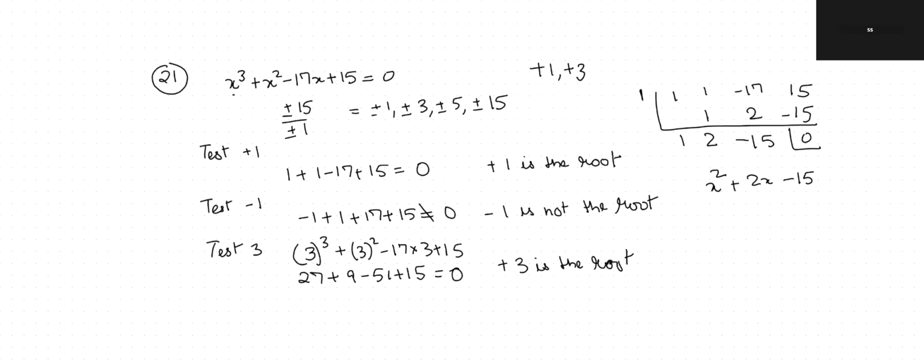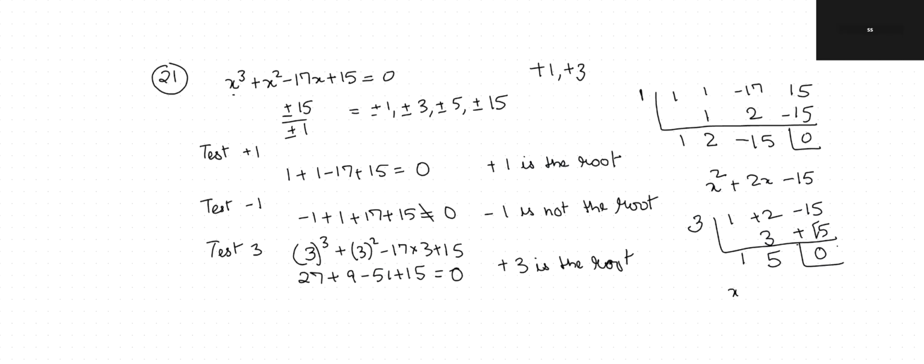Okay, now we can do synthetic division again with 3, as we knew 3 was one of the roots. So 3, and this is 1, plus 2, negative 15. So this gives 1, 3. Okay, so this gives 5. 5 times 3 is 15. So we get 0. Since 3 is the root, we get remainder as 0. And our equation now is x plus 5.